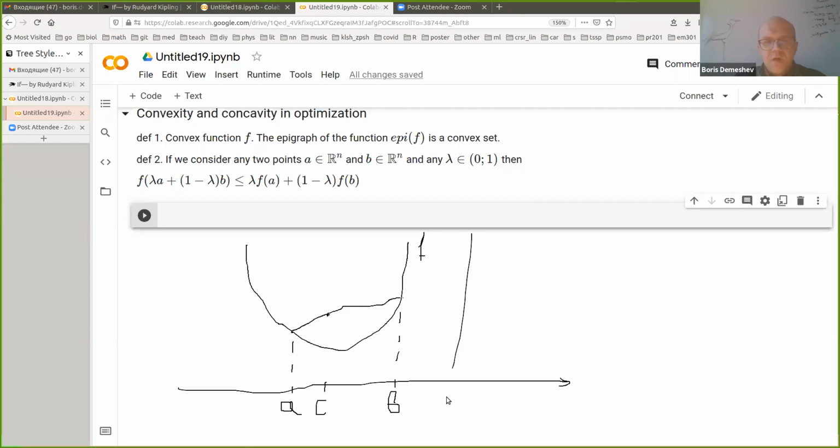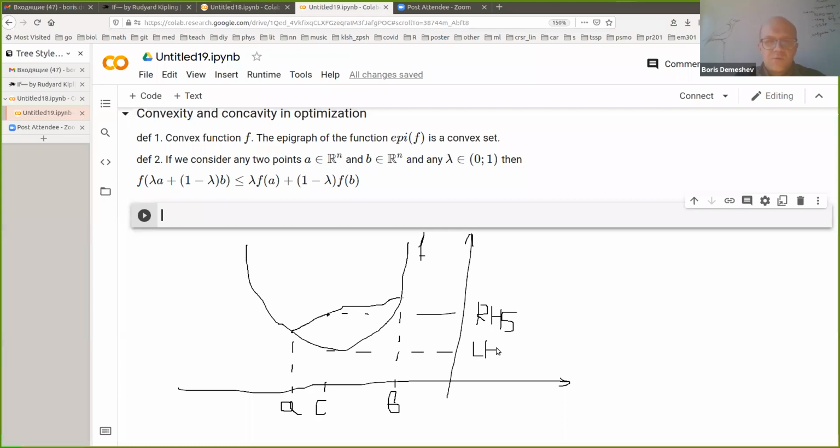Let me draw the vertical axis. This is the value of the right-hand side, and this is the value of the left-hand side. That's the best I can do.